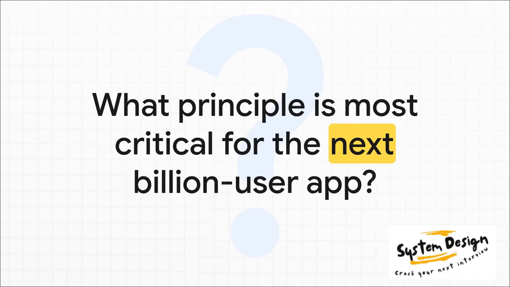And that really just leaves us with one final thought to chew on. As technology keeps changing, which one of these principles, which of these big ideas do you think is going to be the most critical for building the next app that reaches 1 billion people?